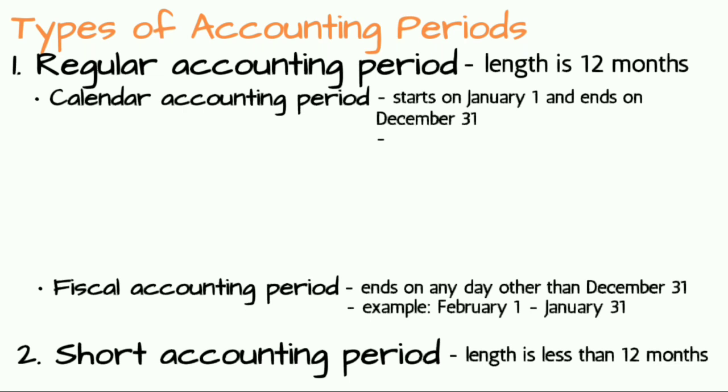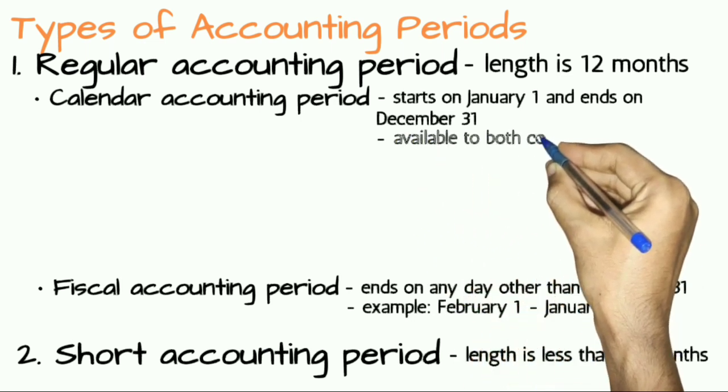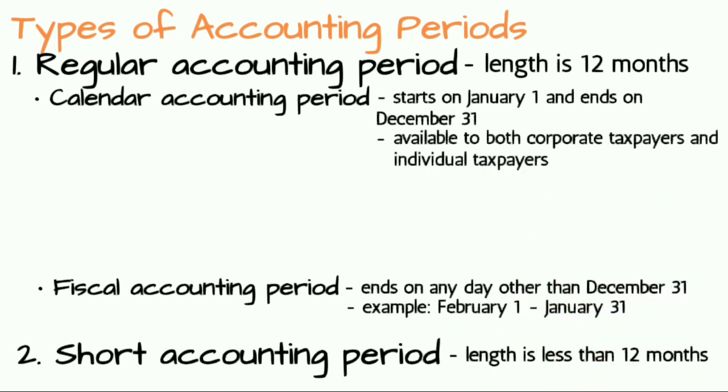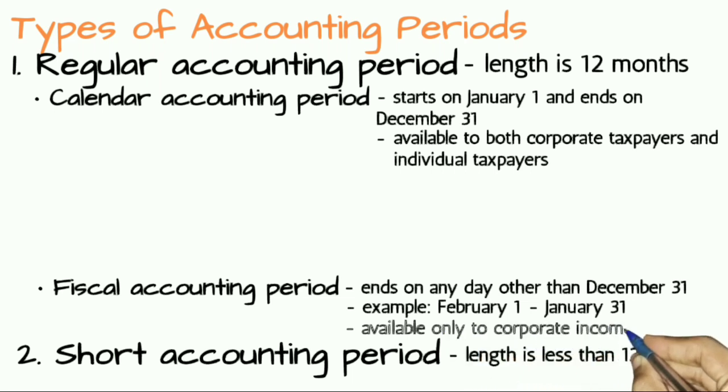Another difference between calendar accounting period and fiscal accounting period is that the calendar accounting period is available to both corporate taxpayers and individual taxpayers. Pero ang fiscal accounting period, available lang siya sa corporate income taxpayers. Hindi siya pwedeng i-avail ng individual income taxpayers.